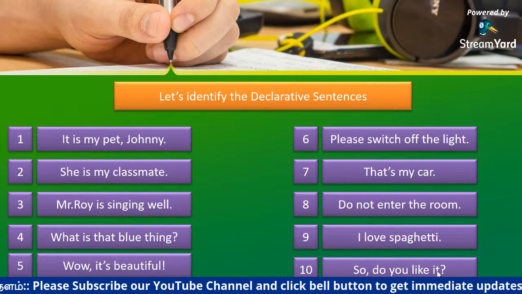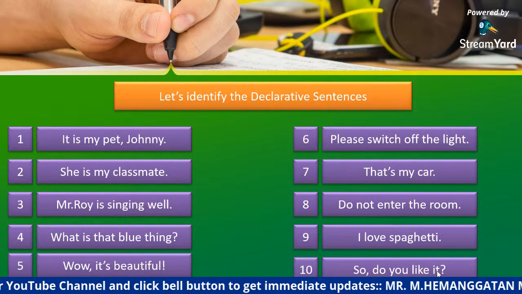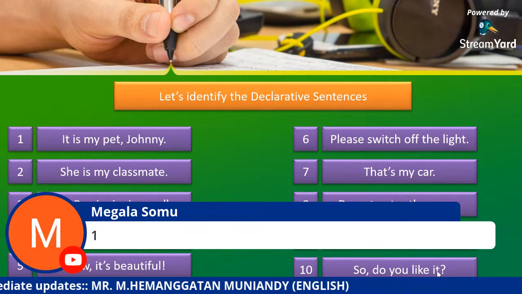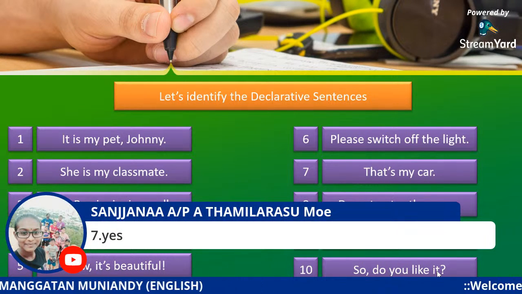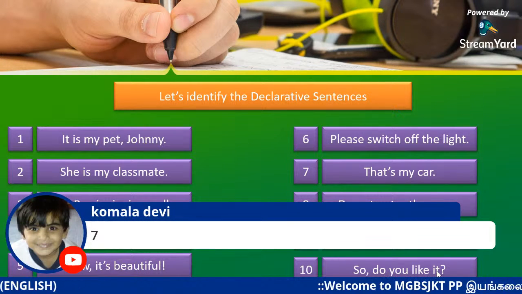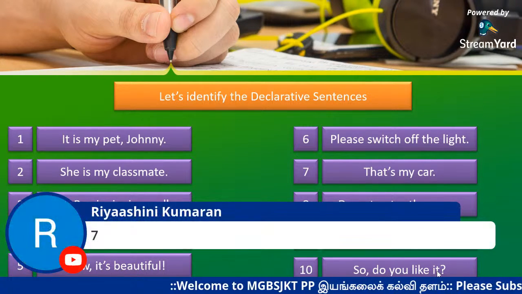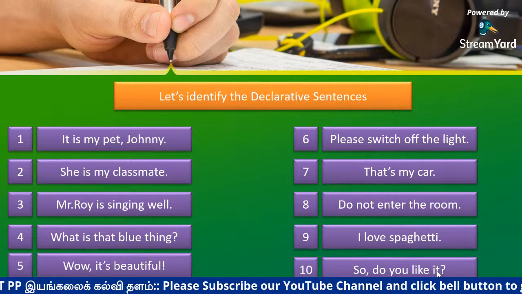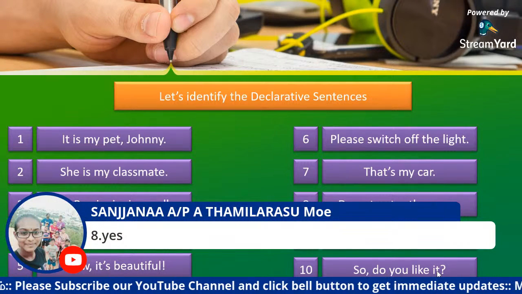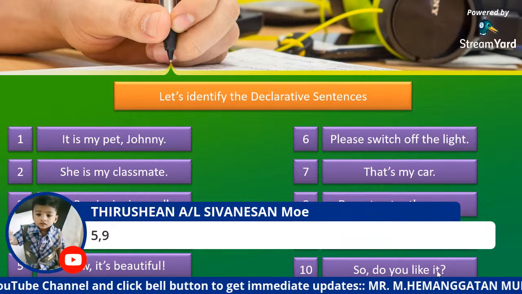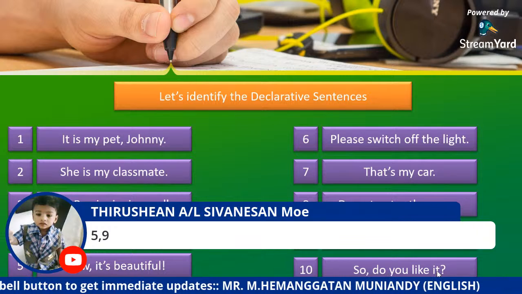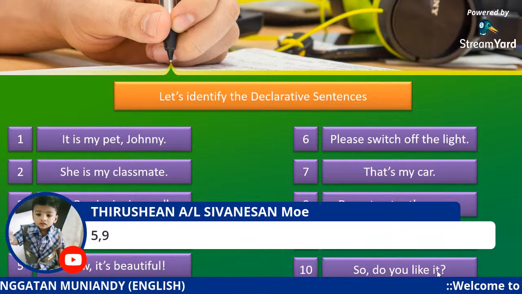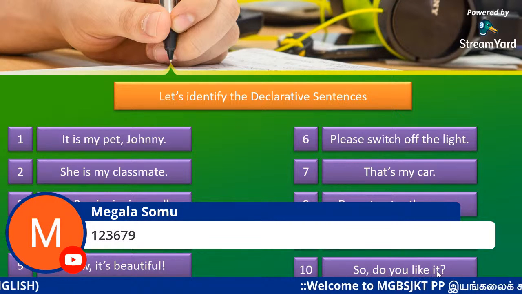So please give your answers. Just a cue for you: there are altogether 5 declarative sentences here. If you know the answer, you can just put it in the comment box. Only one? Sanjana said 7. Komala Devi said 7. Vyashini said 7. Is that the only answer you have? I have 5 declarative sentences here. Just list them down. Tirushin said 5 and 9.